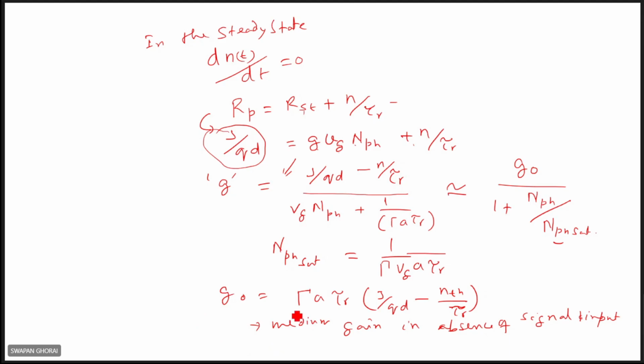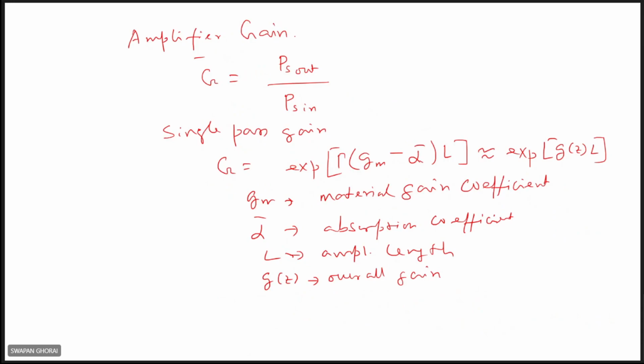So you see, with this, you can calculate also the gain factor G. Gain of any amplifier is P output by P input. And for single pass gain, if you consider a traveling wave amplifier, then this gain is equal to exponential of gamma GM minus alpha bar times L. Just now I've shown you, we have seen this gain factor, right?